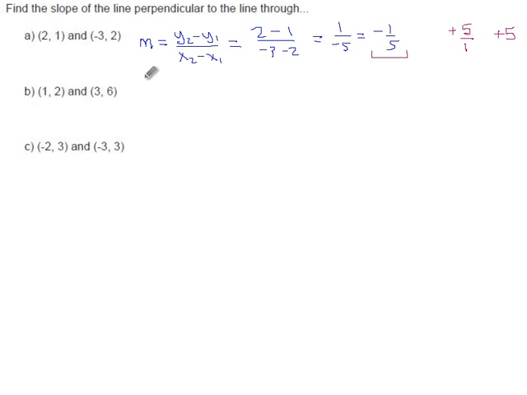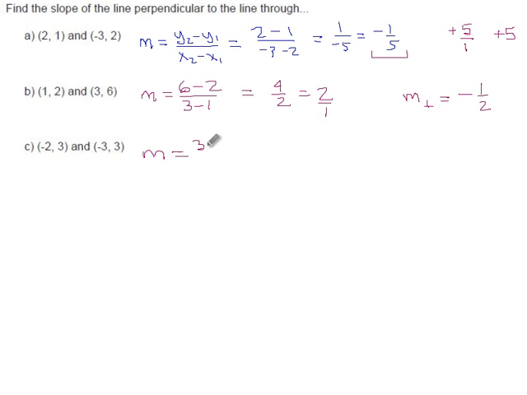Let's see what this next one has for us. y2 minus y1 is going to be 6 minus 2. And for the x's, 3 minus 1. That's 4/2. So the original slope is simply 2, or if you want to think of it as a fraction, 2 over 1. Flip the fraction, flip the sign, and you get that the perpendicular slope is negative 1/2.